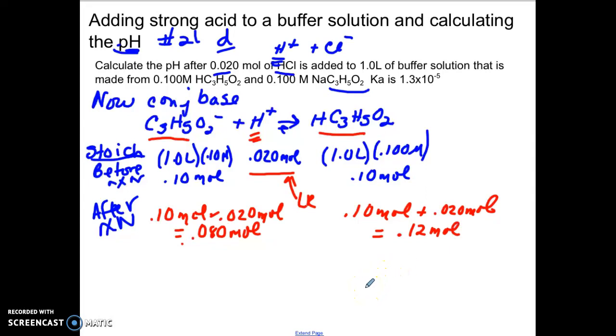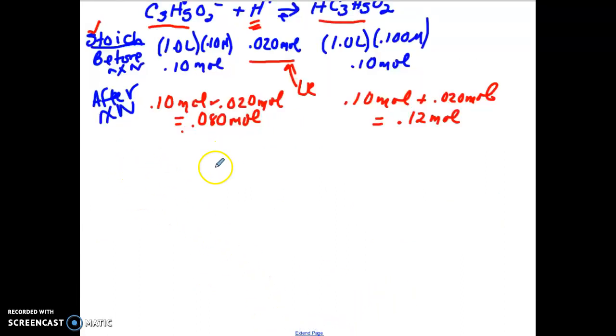So now here I could choose one of two things. I could do RICE tables, or I could do Henderson-Hasselbalch. I'm going to choose to do Henderson-Hasselbalch because I think it's a little bit easier, but you certainly could do this through RICE tables. But this is an example of where you have to do the stoichiometry first, and then you do the equilibrium problem, or you do the RICE tables, or you do the Henderson-Hasselbalch problem. But what I do need to know is my concentrations.